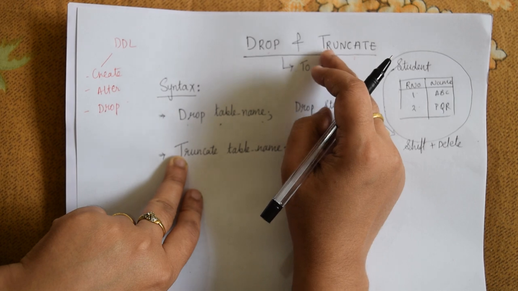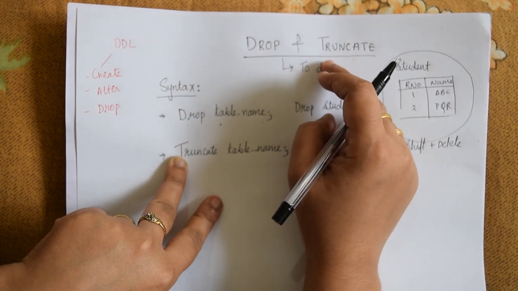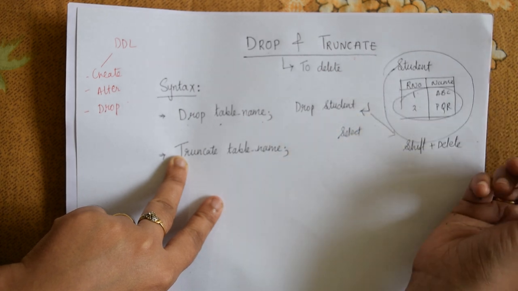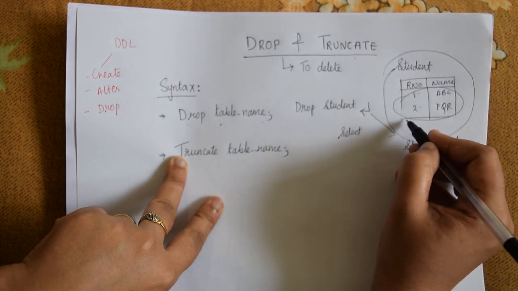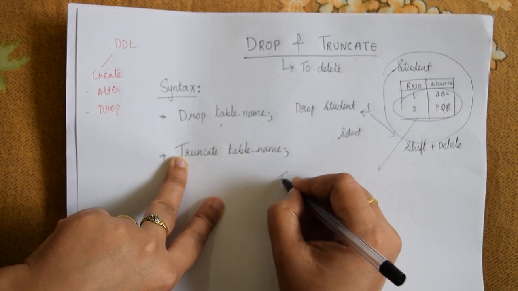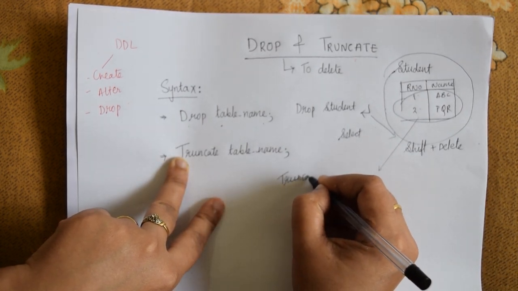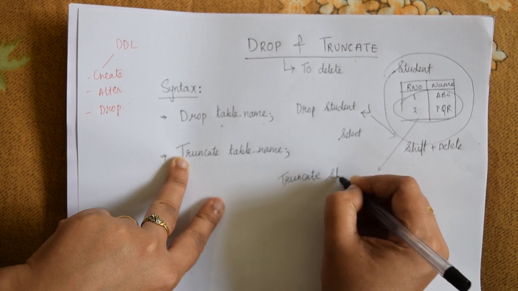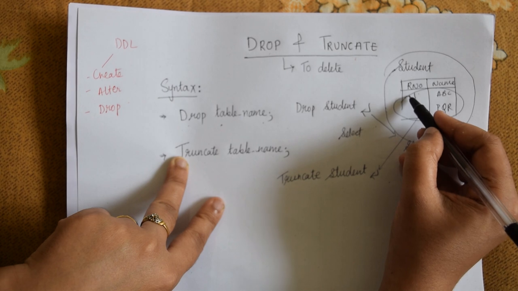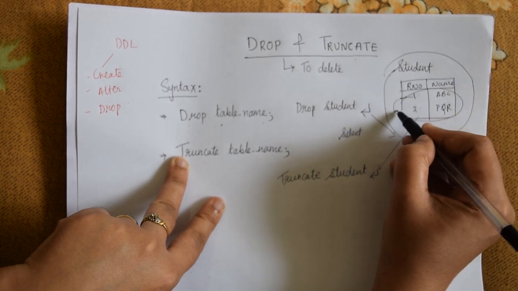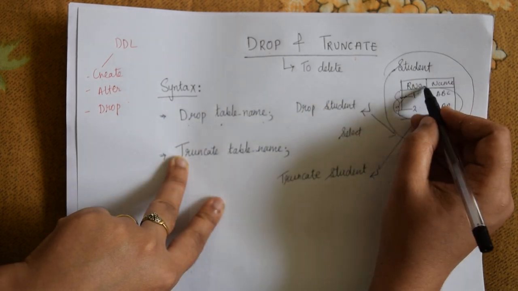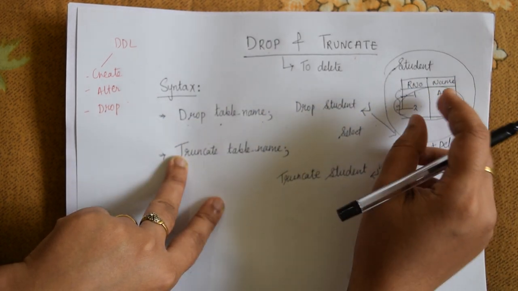Now what is truncate? Truncate is used to delete all the values from your table. Okay, so to delete all the values we use the truncate command. Truncate table name, that is, truncate student. Okay, so after this your data records 1 and 2, both the records will get deleted. Okay, and the structure of the student table will be as it is.